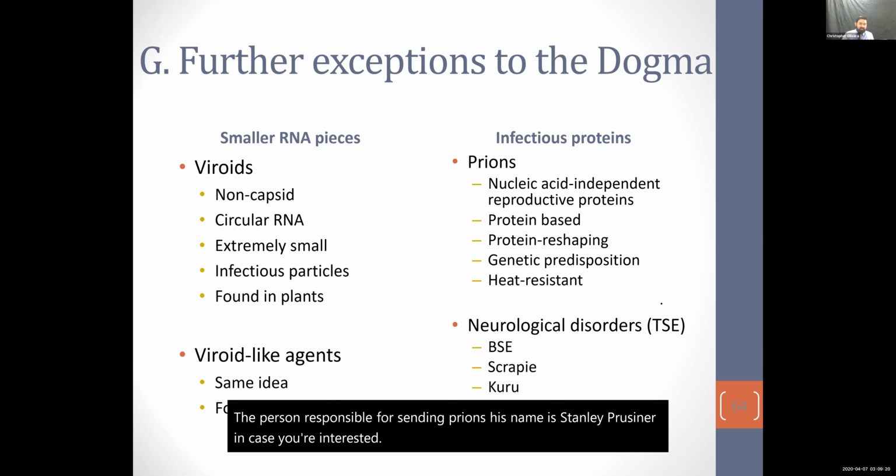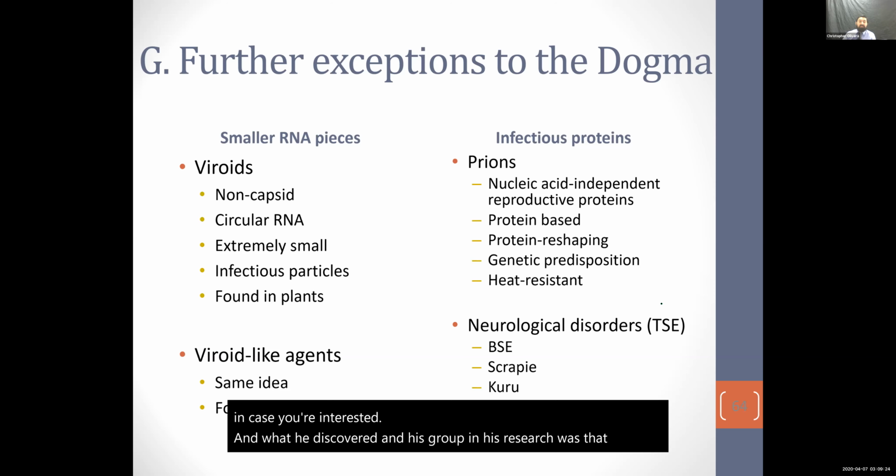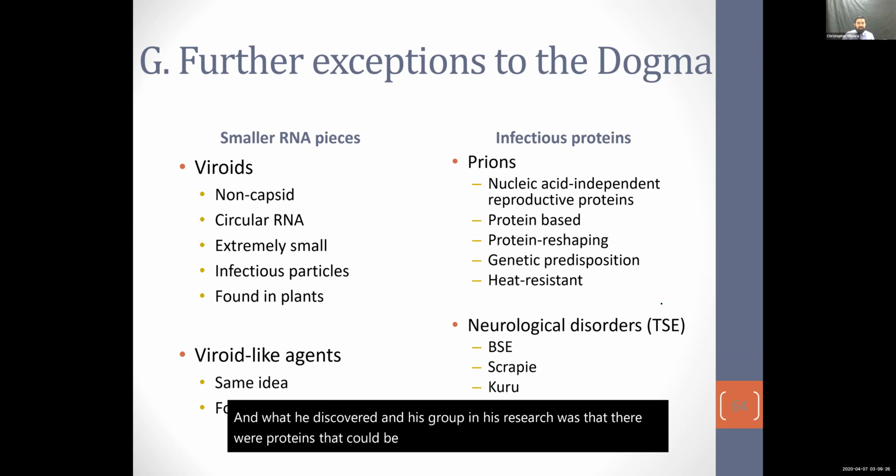What he discovered in his research was that there were proteins that could be infectious. Not a virus, not a viroid, not a cell. It was just a protein. I want you to understand how crazy this is. There was no DNA. There was no RNA. None of it. It did not require a genome. It was just a protein that can mess with another protein.